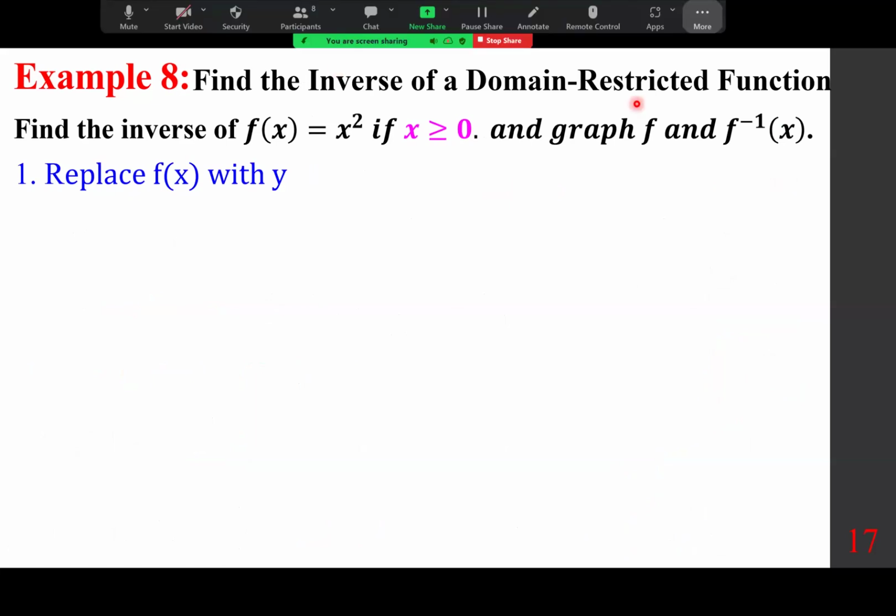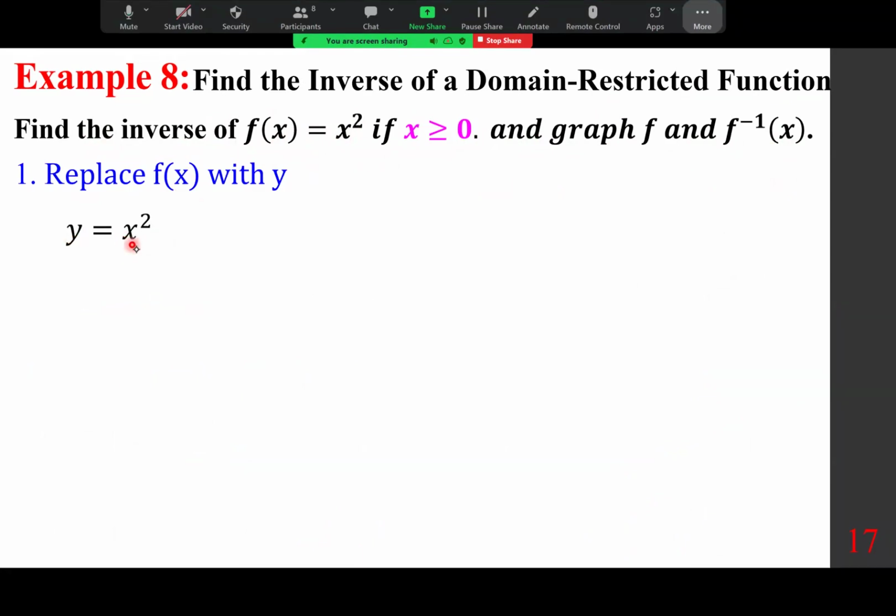Find the inverse of a domain restricted function. Find the inverse of f of x equals x squared if x is larger than or equal to 0. The reason is because y equals x squared is not a one-to-one function. The restriction on the domain makes it one-to-one. And we want to graph f and f inverse. So first replace f of x with y. So we're going to call this y, makes it easier. And therefore, we are going to interchange x and y. We're going to call this x, we're going to call this y.